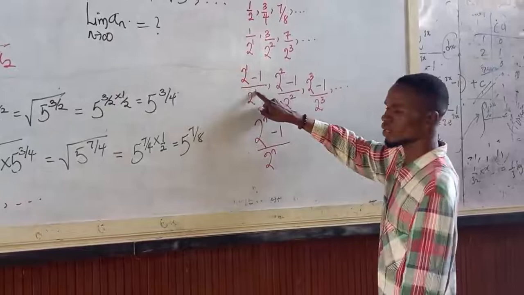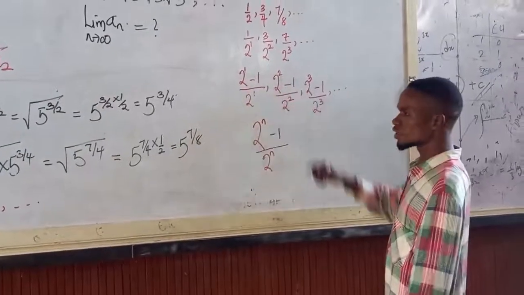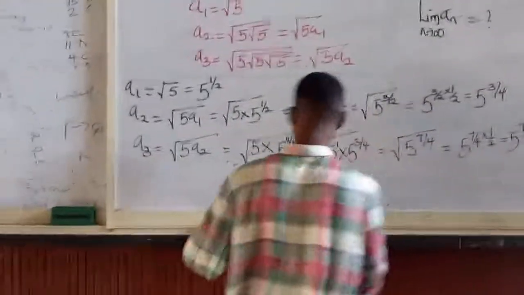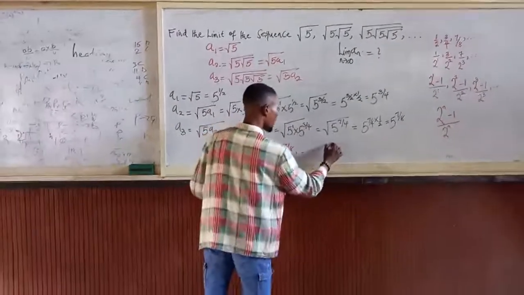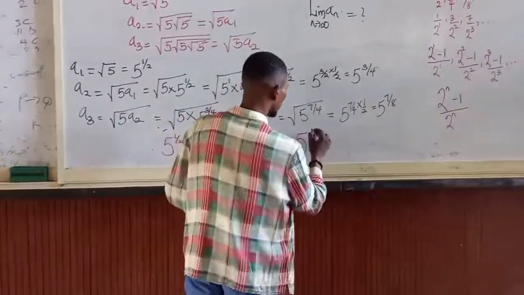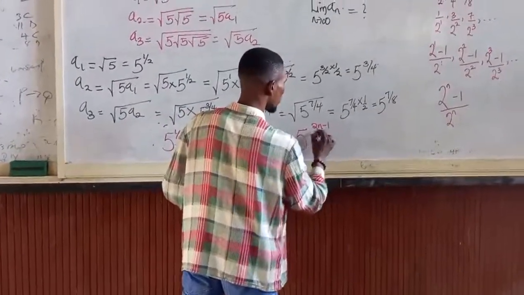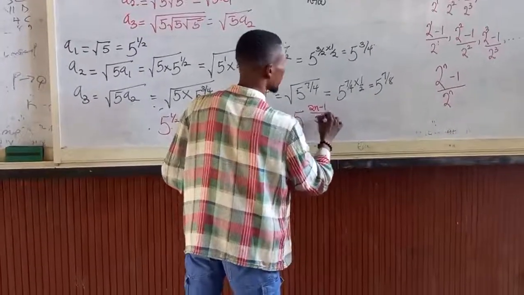N, 1, 1, then 2, 2. Now, the nth term of this sequence is what? 5 raised to the power 2n minus 1, all over 2 raised to the power n.